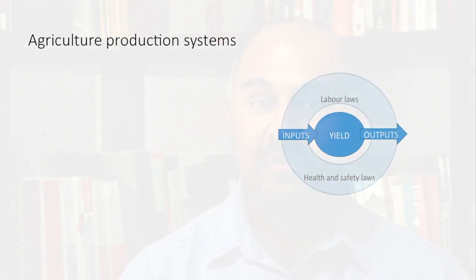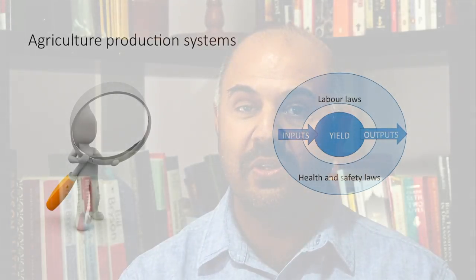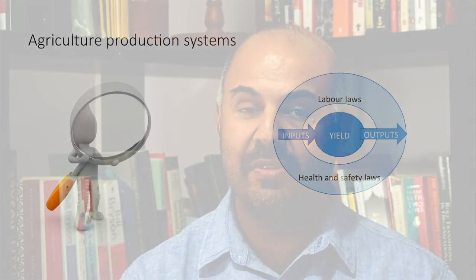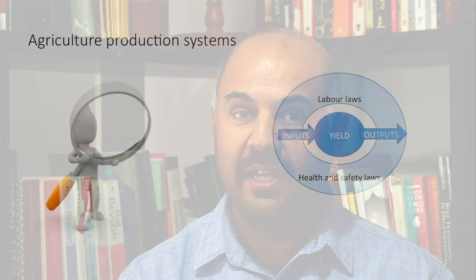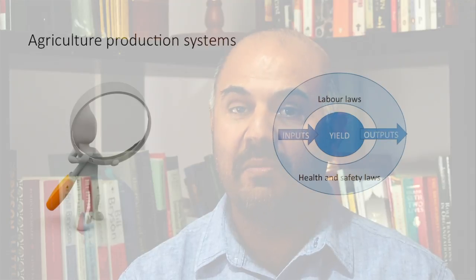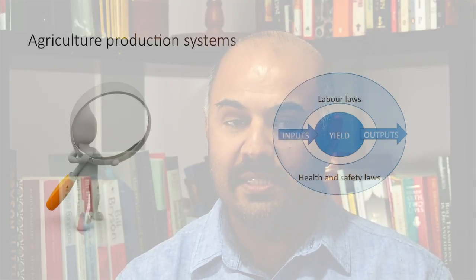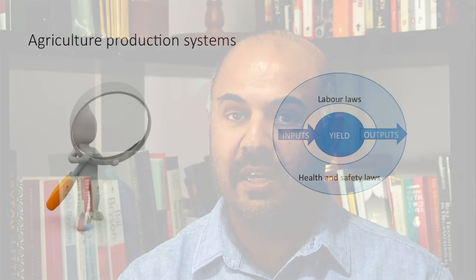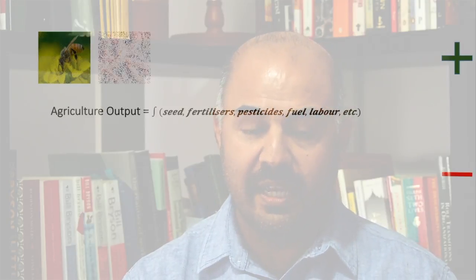If we take a close look at the agricultural production system, mostly we are focused on yield, which is a function of inputs and outputs. And many times we also include labor laws or environmental pollution. However, various externalities associated with agriculture remain invisible. The externalities could be positive or negative ones.